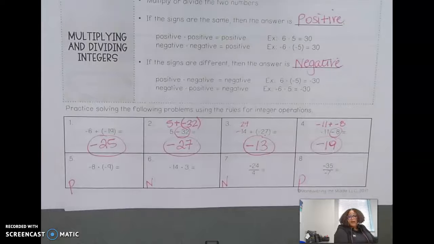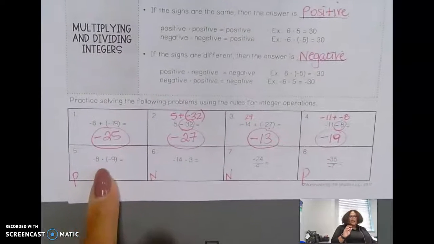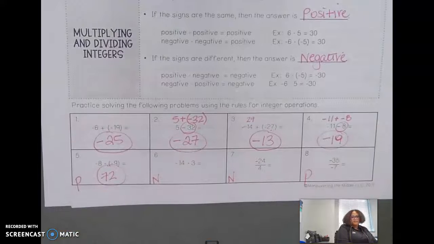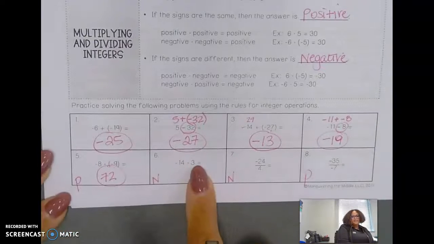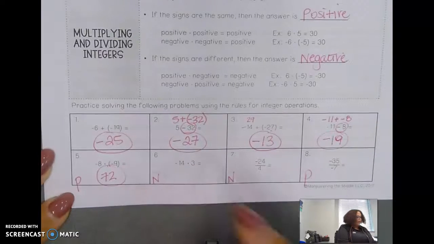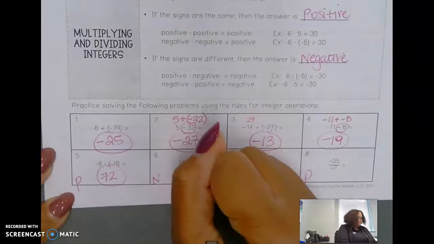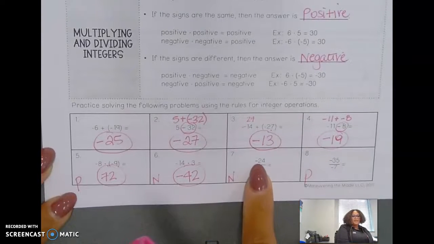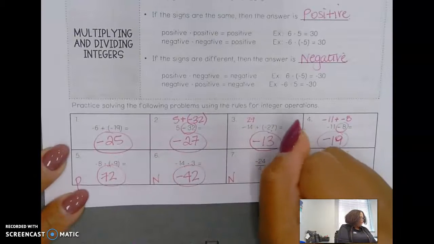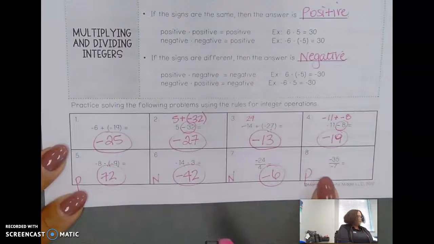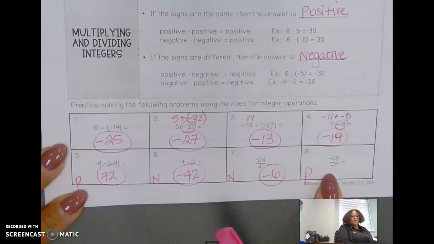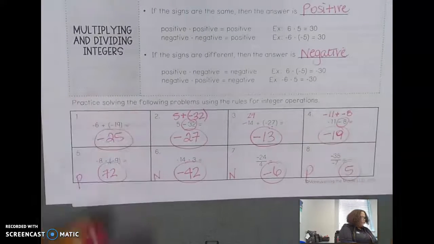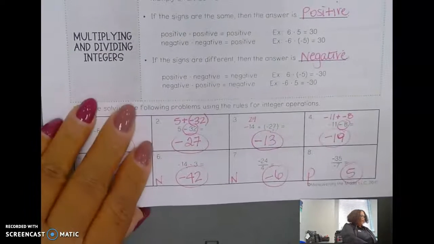Now I'm going to multiply or divide normally. 8 times 9 is 72. It's positive, leave it be. 14 times 3 is 42, but it's going to be negative 42. 24 divided by 4 is 6, but it's going to be negative because one of these is negative, the other is positive. Negative 35 divided by negative 7 is going to be a positive 5. Boom. Done. Next page.